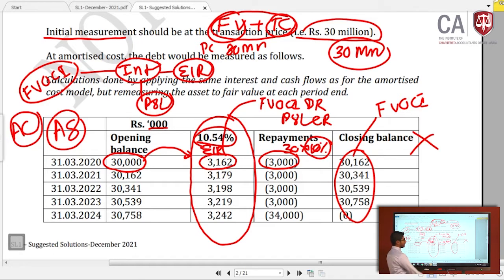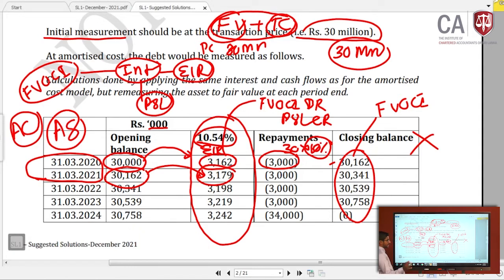3,000 we are receiving and the closing balance. That closing balance becomes the opening balance for the next year. For that balance, you will be calculating 10.54% interest, and the second year, 2021, this goes to P&L. So, what they are asking in the question is the accounting treatment up to 2021.